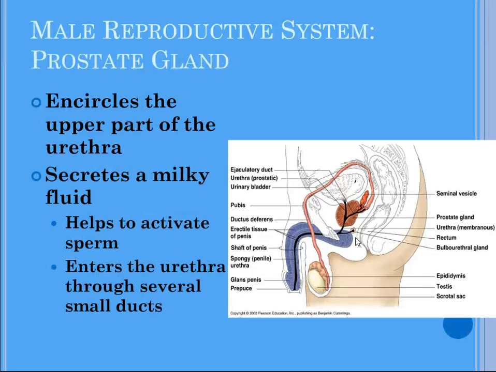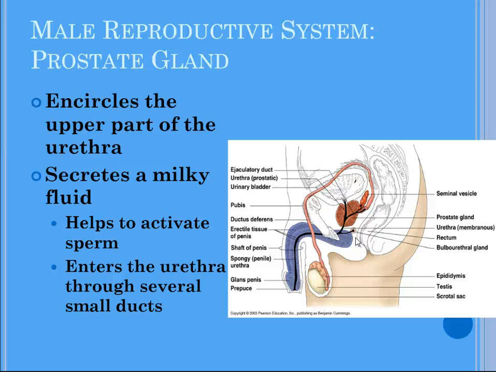Okay, now, prostate gland, I put this in here because it is important. It secretes a fluid that helps to actually activate the sperm. The sperm have to go through something called capacitation in order to become viable. Before that, they're just little cells, and they won't be able to fuse with the egg, but they undergo this process called capacitation, and that's where the sperm are activated. It's this fluid that does it.